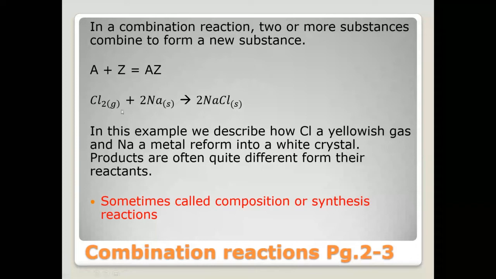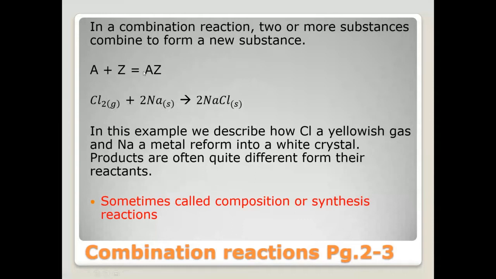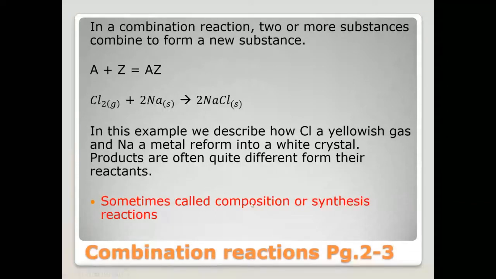Again, this is a gas, this is a solid, and the product ends up becoming a solid. As we look forward through some of these reactions, you'll see that we can have a couple of liquids that make a solid, or a liquid and a gas that make a solid, and things like that. These are just some of the characteristics that are associated with particular reactions. This combination reaction is the simplest of all of them: two different substances get combined into something else. These are sometimes called composition reactions or synthesis reactions.